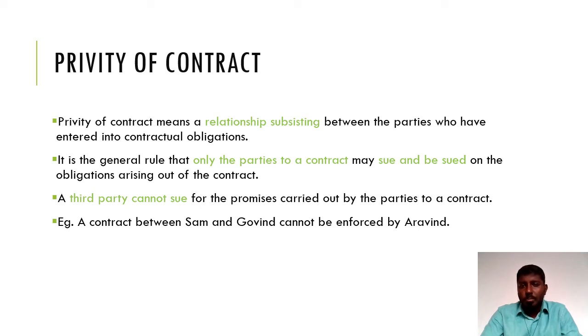Okay, maybe if promiser and promisee get into a contract with each other, if promiser or the promisee does not comply with the obligations, or complete or perform the obligations of the contract, a promiser may sue the promisee, or the promisee may sue the promiser. But a third party cannot sue the promiser or the promisee in this case. Okay, only a promiser can sue the promisee, or the promisee can sue the promiser, but any other third party may not be able to sue both these parties to the contract. For example, a contract between Sam and Govind cannot be enforced by Aravind. So that is called privity of contract.